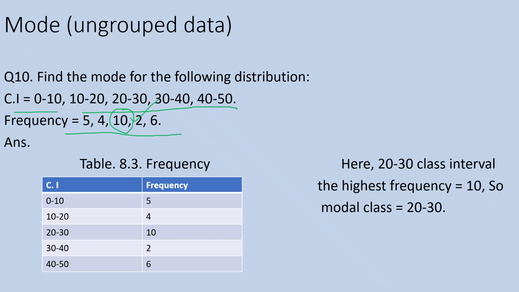So modal class will be what? Here we find frequency 10, and the modal class respective of this 10 frequency is 20 to 30. So this will be the modal class. So here answer will be what? The modal class will be 20 to 30, having the highest frequency 10.